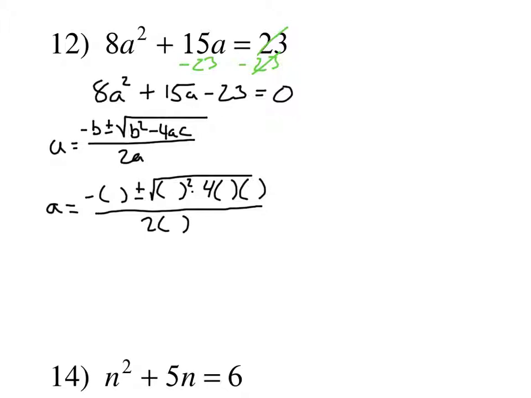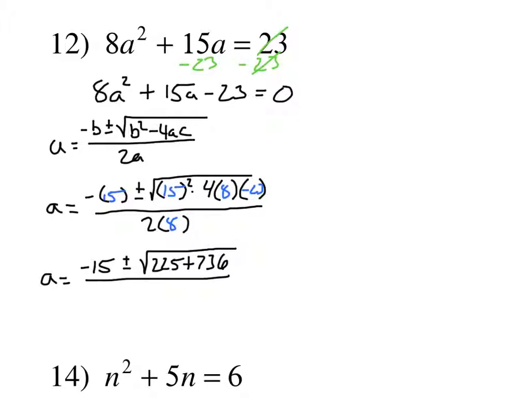What are we plugging in for a? 8. B? Negative 15. And C? Negative 23. All right, we're going to need some calculator work on this one. So x equals negative 15 plus and minus the square root. Now 15 squared is 225. But what's negative 4 times 8 times negative 23? Positive 736. Is that what I'm hearing? Okay. Over 16.